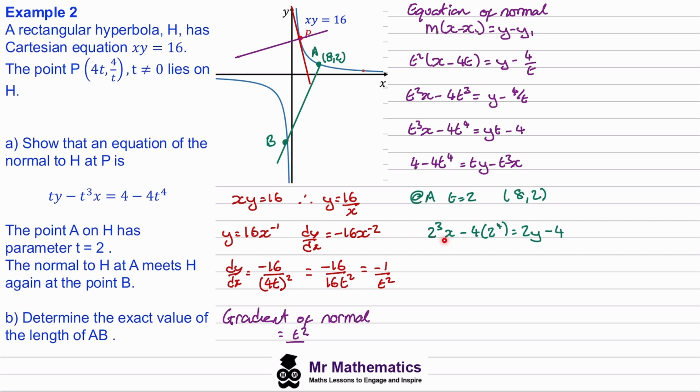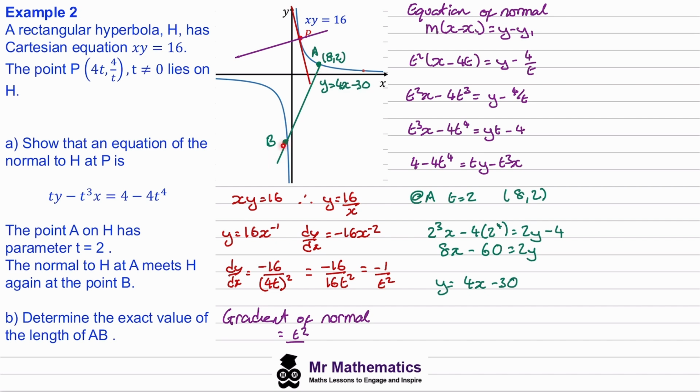So we'll get 8x. The 4 times the 16 will give us negative 64. We'll move a negative 4 over to the left-hand side. So this becomes negative 60. And this will equal 2y. We'll divide everything by 2. So y will equal 4x minus 30. So this is the equation of a normal.